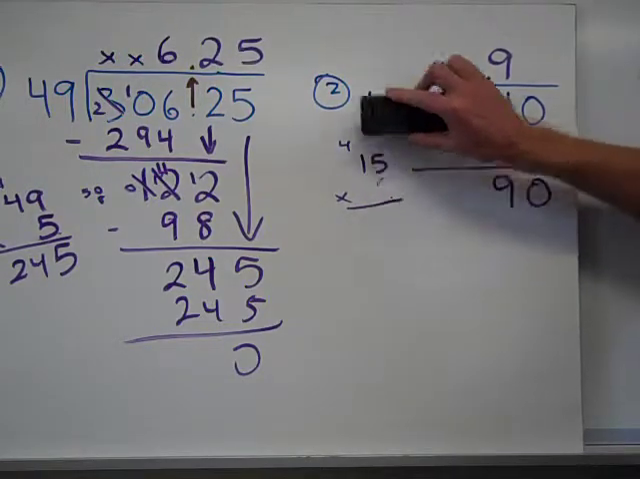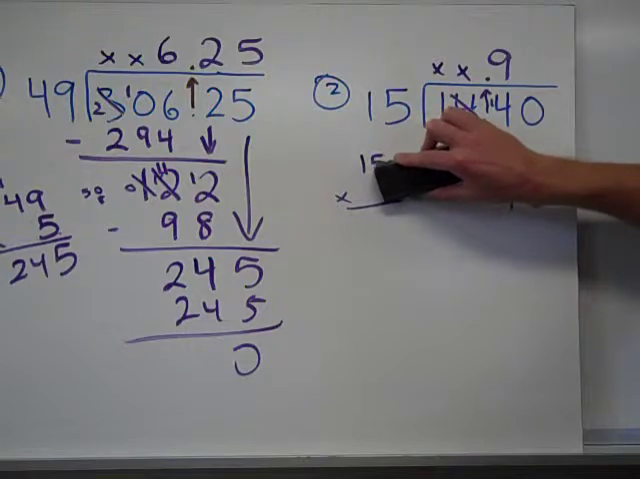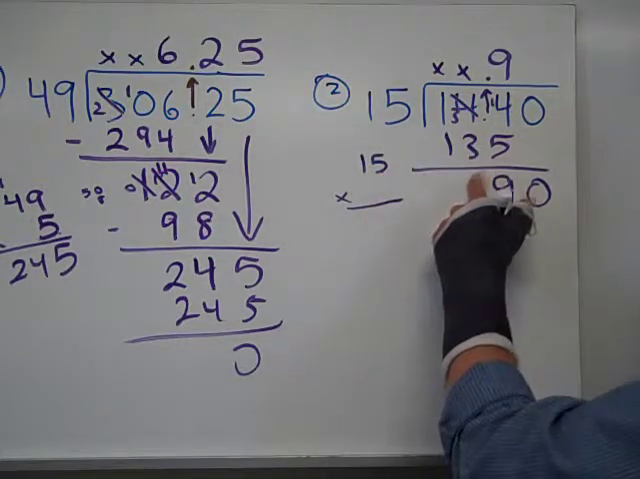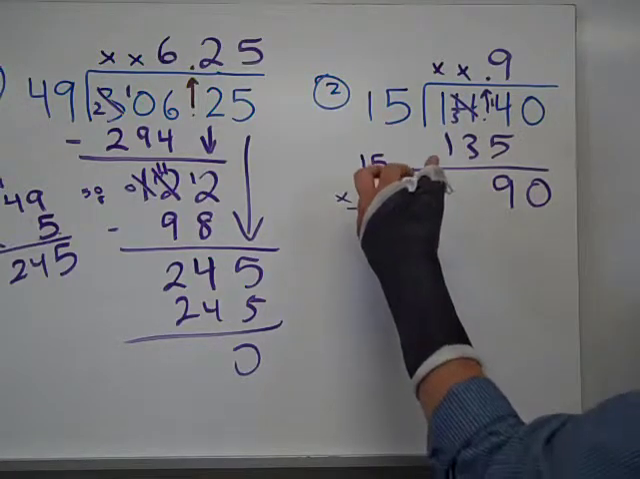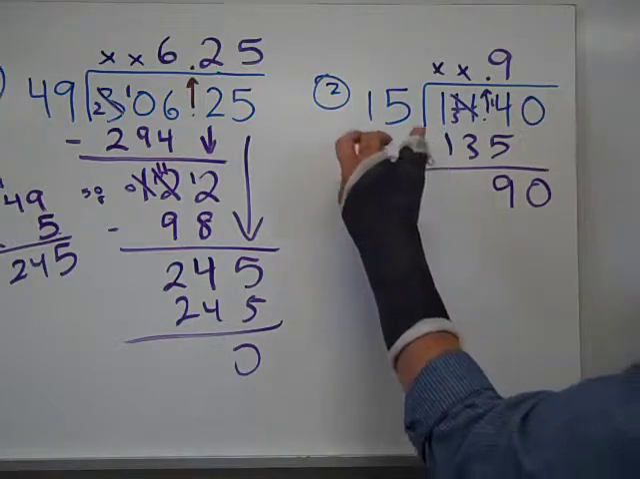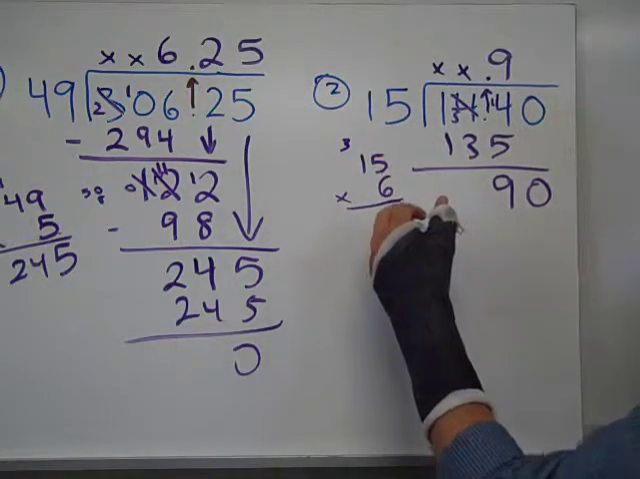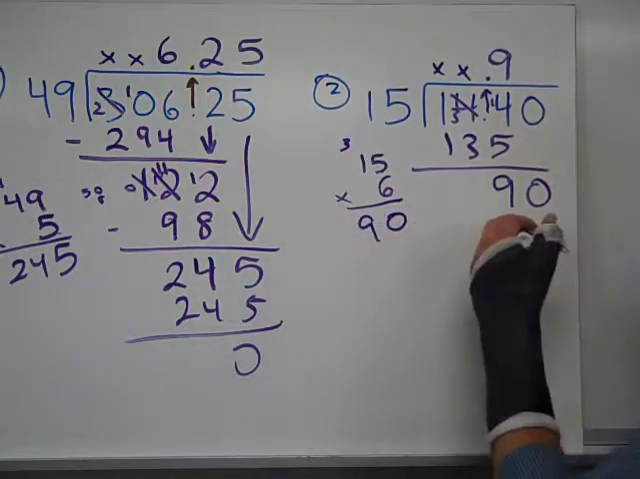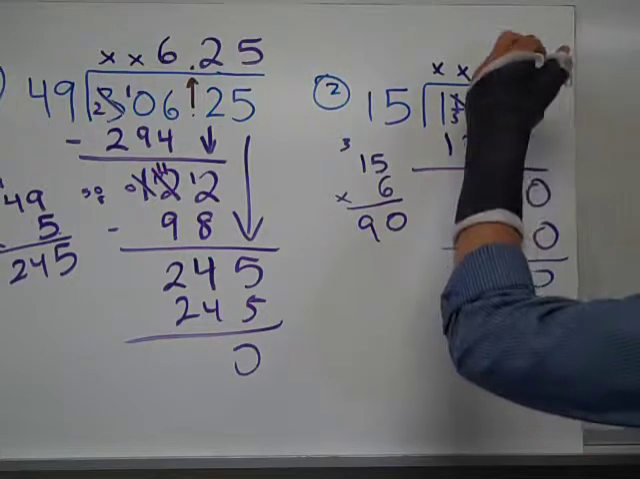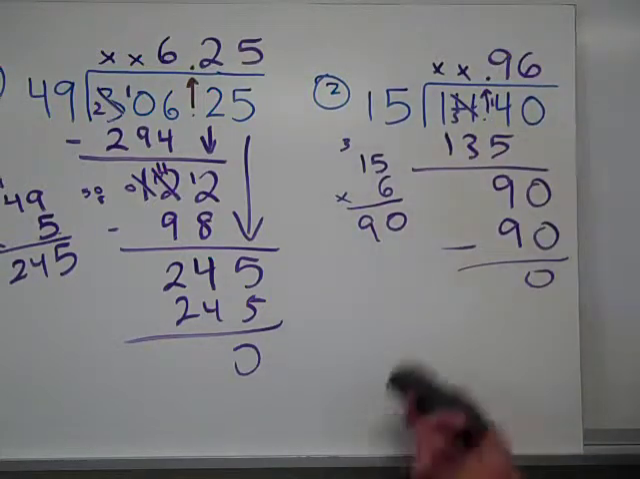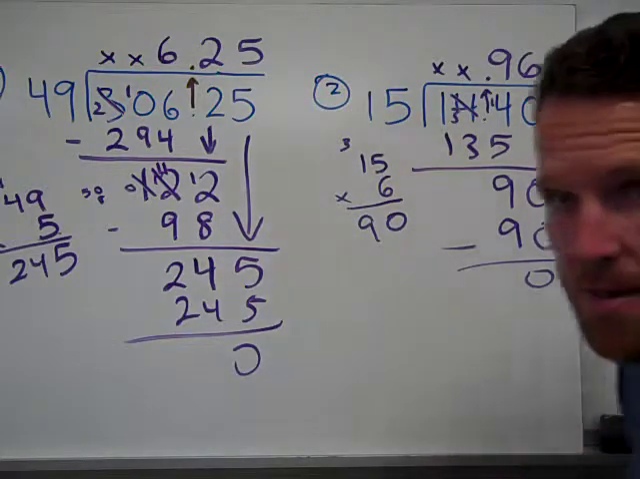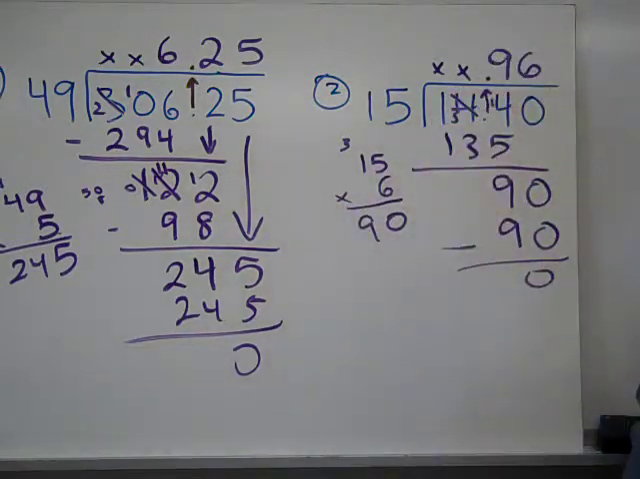Alright, let's see if we can get 15 times what equals 90. Obviously 9 was 135, so that was not going to work. If we did maybe 6, 6 times 5 equals 30, 6 plus 3, 90. So if I had $14.40 and I was going to divide that up with 15 people, each of us would get 96 cents.